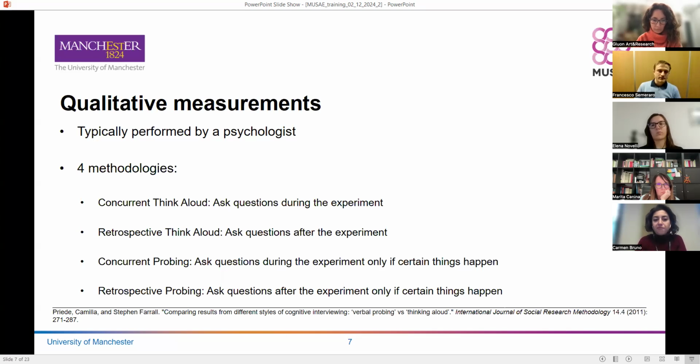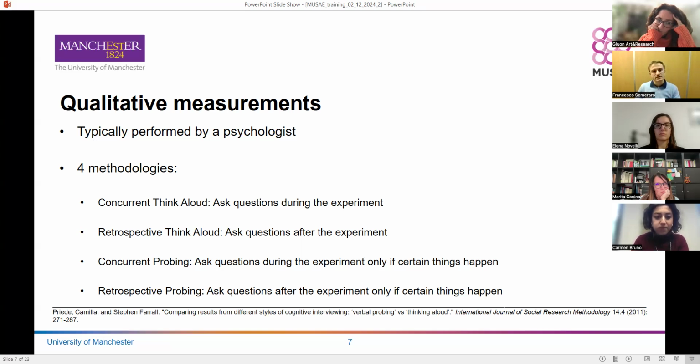So this is done by means of interviews that are typically administered by a psychologist, and there are different ways of administering these interviews. There are four main ways. One is the concurrent think aloud, in which you ask questions to the participants during the experiment. And again, this, of course, can affect the interaction with the prototype itself, but you get a more immediate and sincere answer because they know they can tell you exactly how they feel because they've just experienced it.